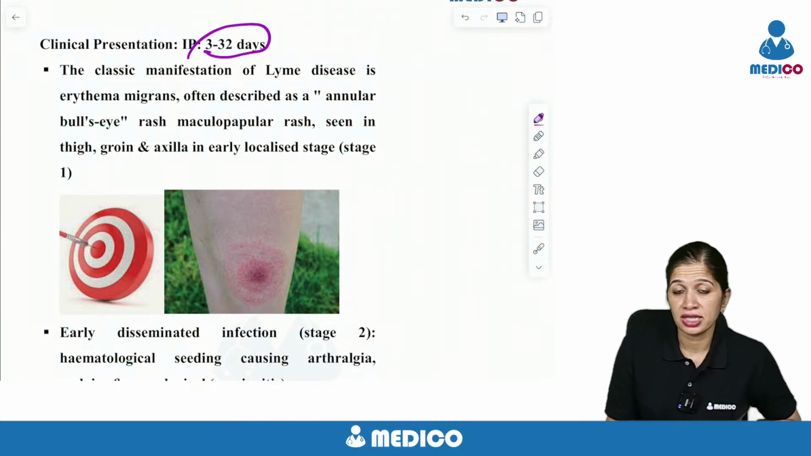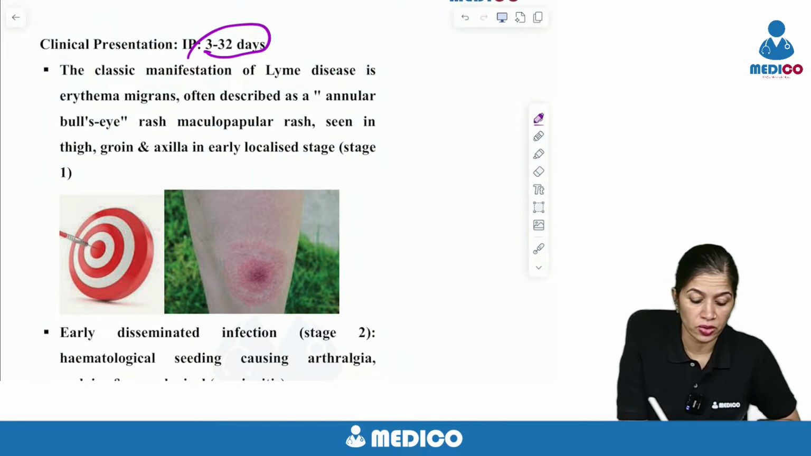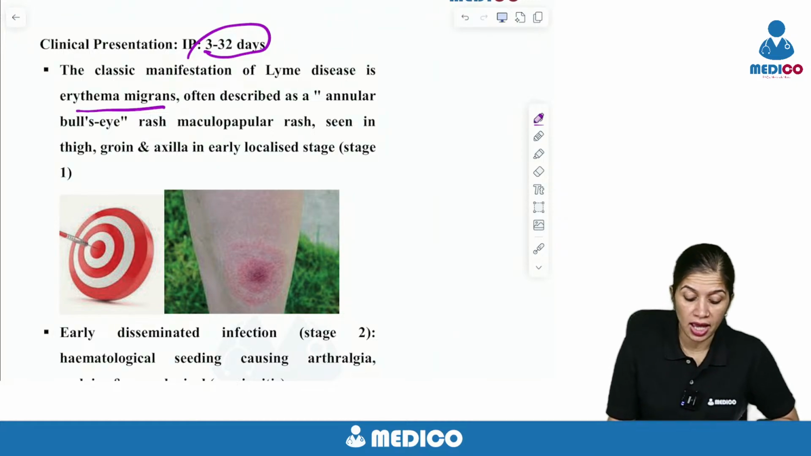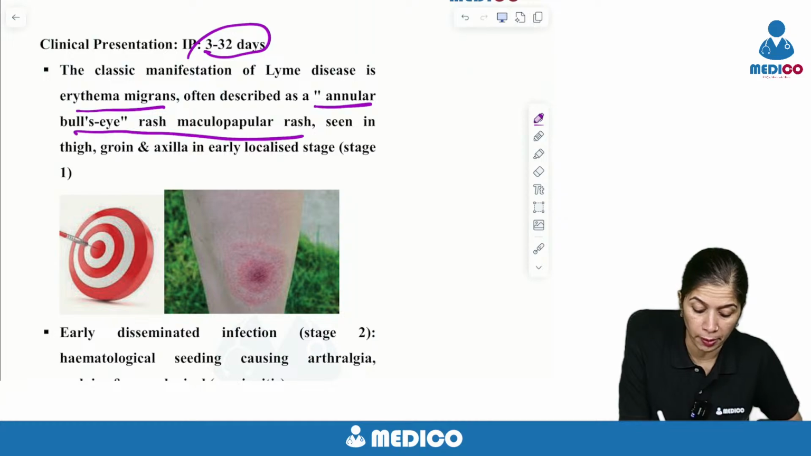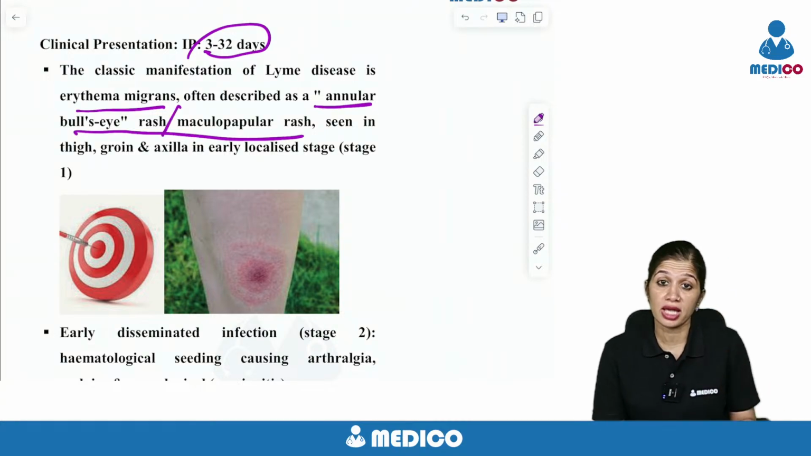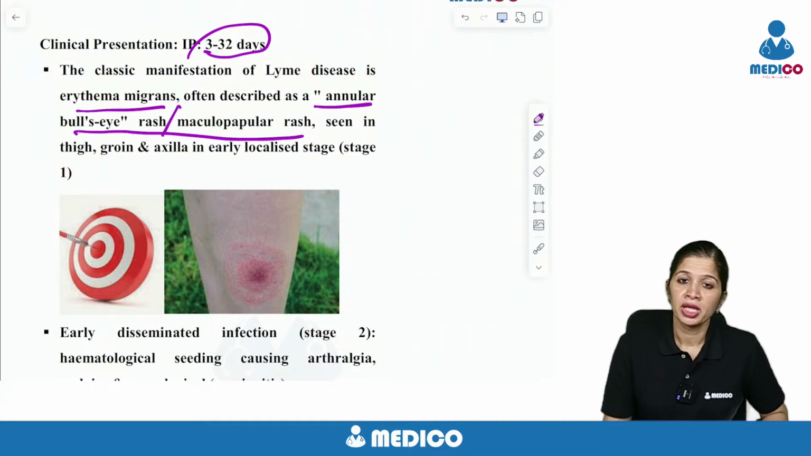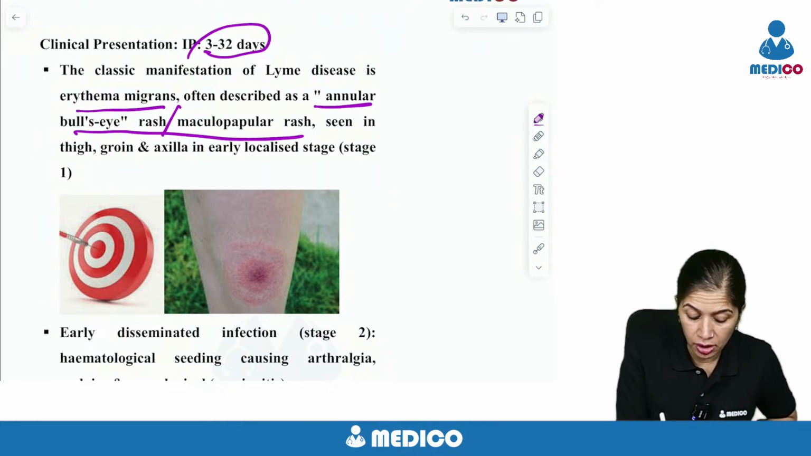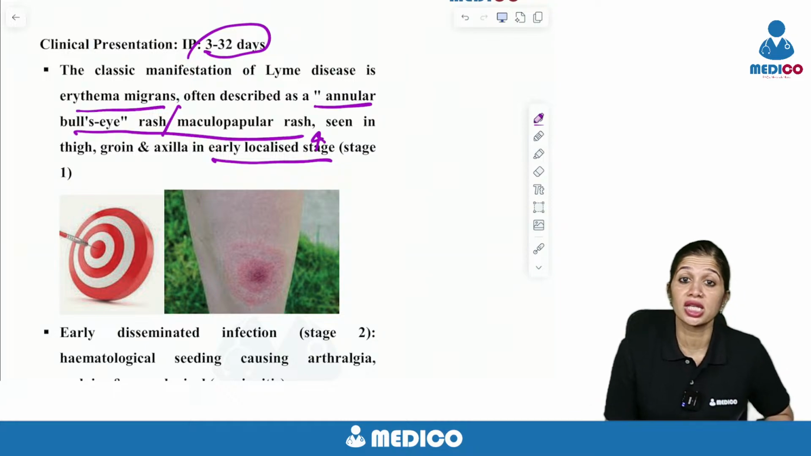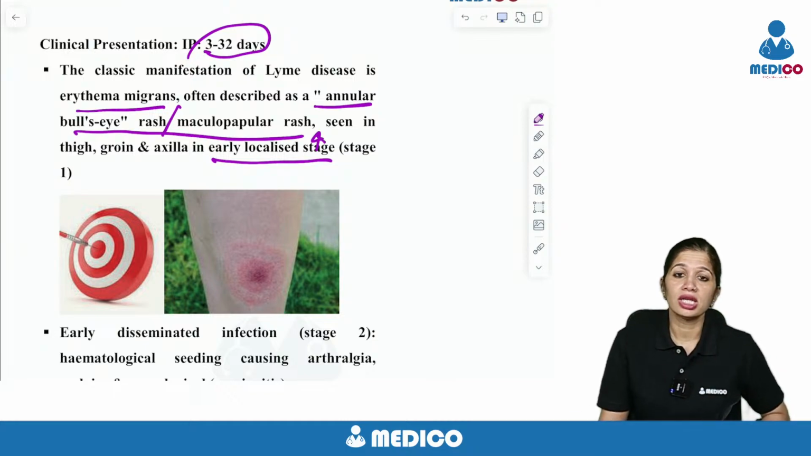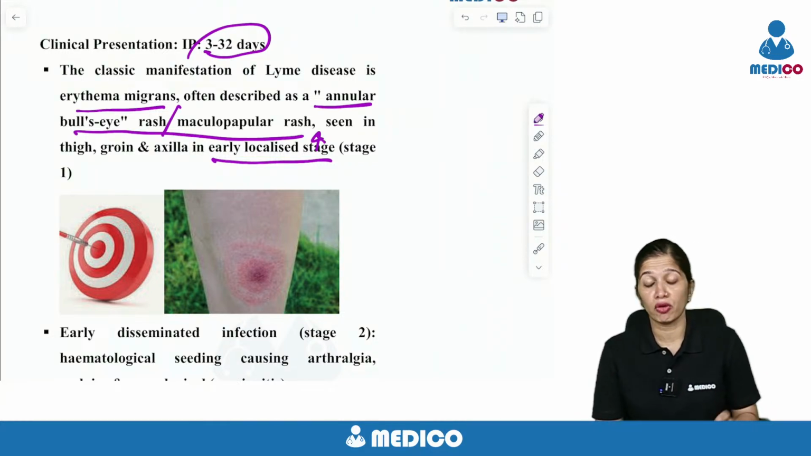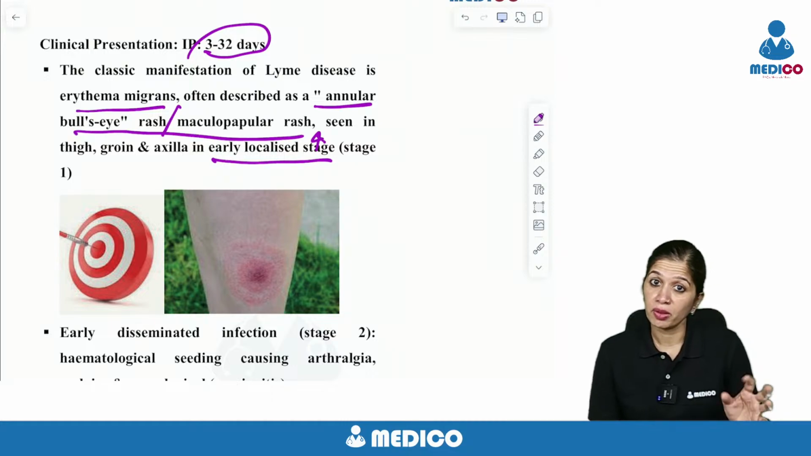And what you see there is a classic manifestation of Lyme's disease known as erythema migrans, which can be described as an annular bullseye rash or a maculopapular rash. So it's either an annular bullseye rash or a maculopapular rash, and that is erythema migrans, okay? This is mainly seen in the axilla, groin or thigh. This is seen in the early localized stage. So the first stage is known as the early localized stage. Here you get to see an erythema migrans, which is an annular bullseye rash in the groin, axilla or the thigh.